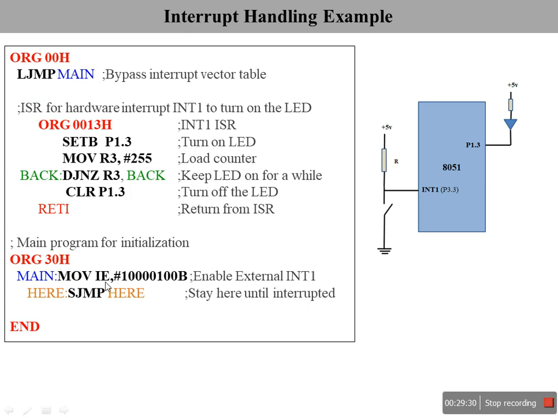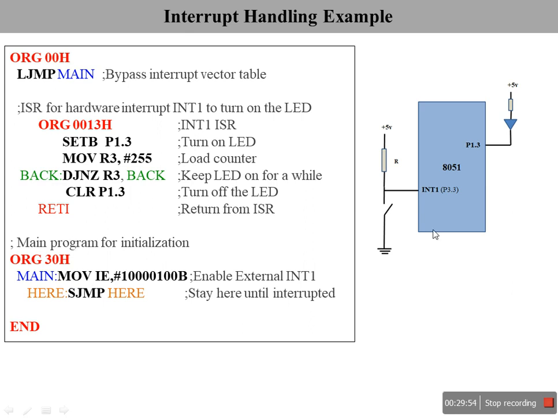ORG 0030 basically. Move IE, the interrupt enable, to enable the external interrupt INT1. Then this is the continuous loop, a short jump to itself: it stays here until interrupted. This is an infinite loop, and unless and until a low level is detected on this pin, the control will not go out of it.